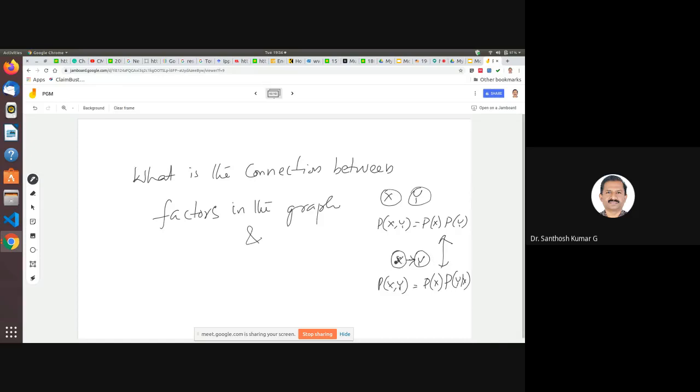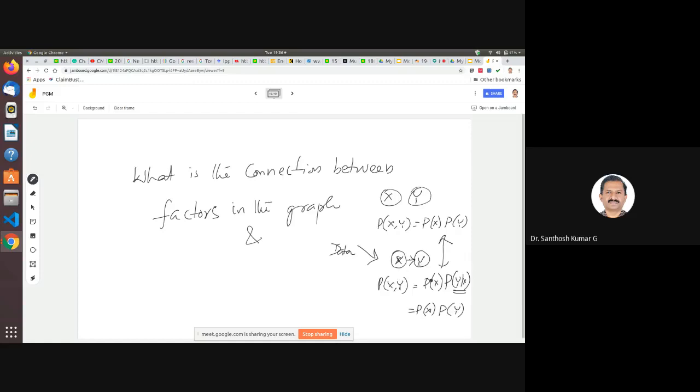But we haven't established a relationship between x and y yet, right? So this arrow shows there might be some influence from x to y or y to x, but given the data, this is our assumption basically. So given some data, surprisingly you will see that these are not at all connected. That means this part you will see as p of x multiplied by p of y given x.